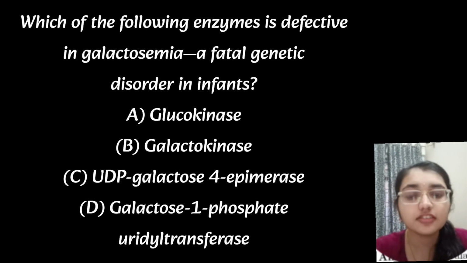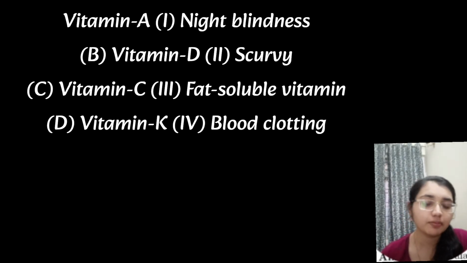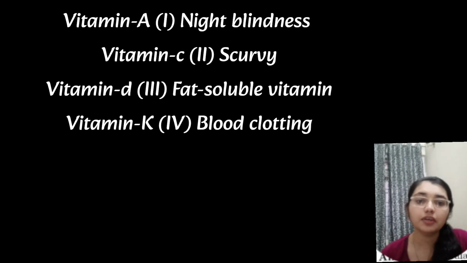Here various types of vitamins are given and their disorders which we have to match. Like vitamin A, it shows which one of the disorders here? Night blindness. Vitamin D, fat soluble vitamin. Vitamin C, scurvy, and vitamin K, that is blood clotting.